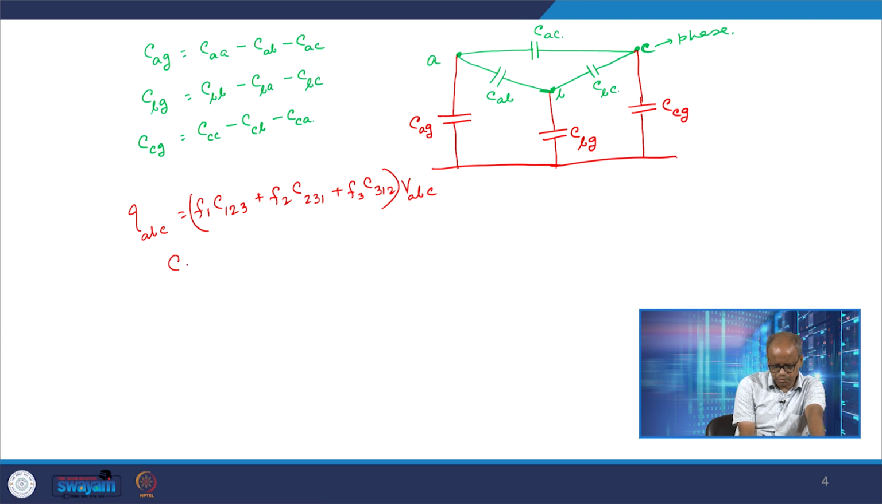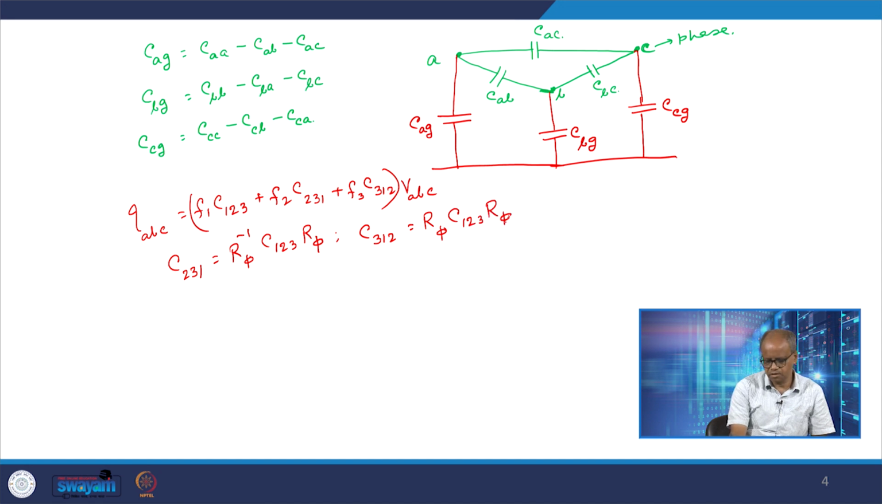And of course here, by the same method, C231 would be R phi matrix, which we have already seen, C123 into R phi, and C312 would be R phi into C123 into R phi inverse. So then that would be the composite CABC matrix.